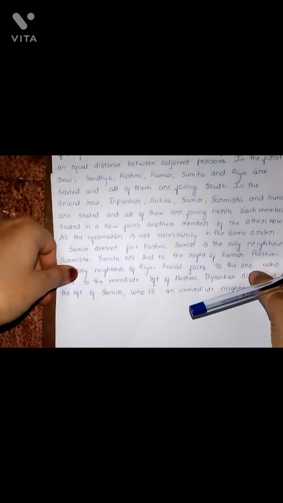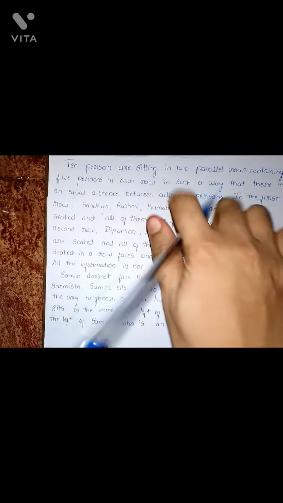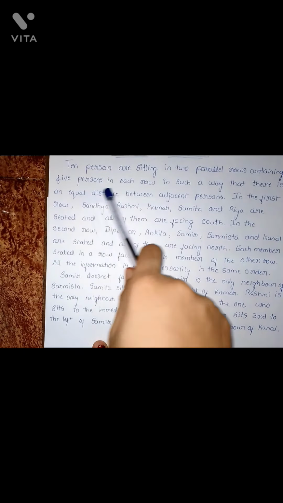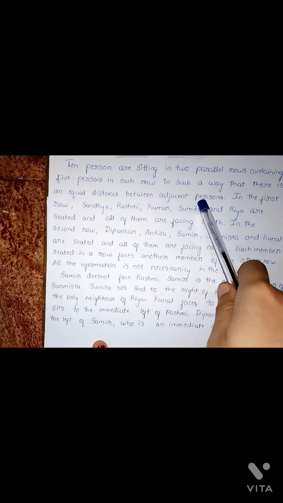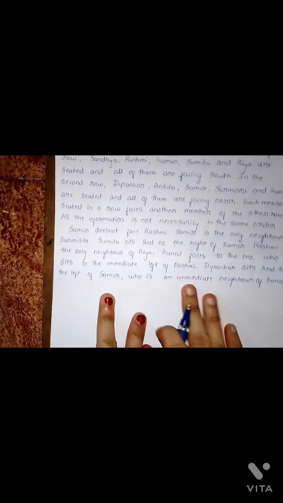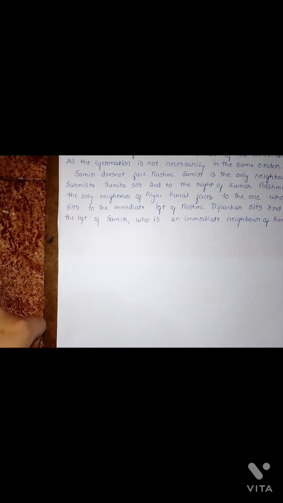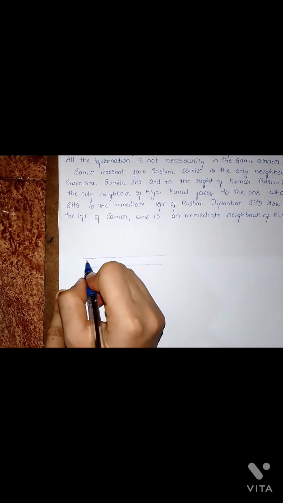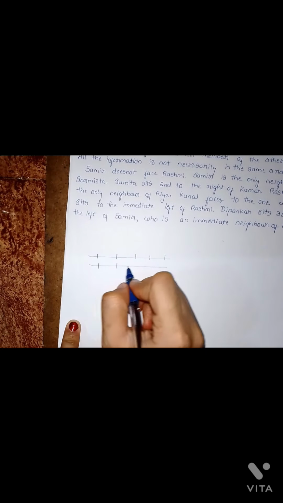What the question says is: 10 persons are sitting in two parallel rows containing 5 persons in each row in such a way that there is an equal distance between adjacent persons. While solving this two-rows concept, some people do like this: 1 2 3 4 5, 1 2 3 4 5.